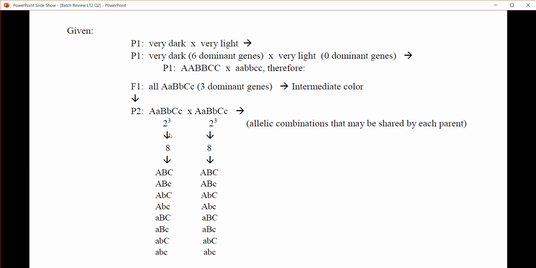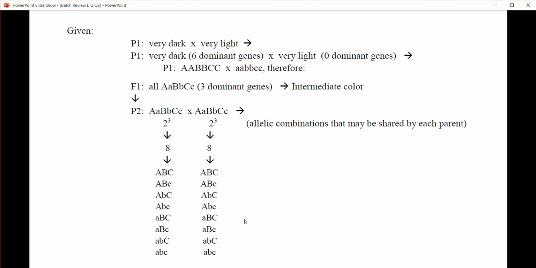So that will be 8. So you have 1, 2, 3, 4, 5, 6, 7, 8 possible combinations of the gametes for the first individual. For the second F1 generation, it's also 2 raised to the 3, so you have 8 possible gametes. It's the same: 1, 2, 3, 4, 5, 6, 7, 8. So these are 8 possible combinations of the unique gametes.